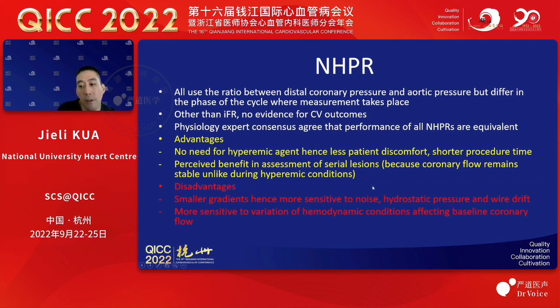Because coronary flow remains unstable, unlike during hyperemic conditions, it's believed that there's less crosstalk between serial lesions when you do NHPR measurements. What are some disadvantages? Smaller gradients, hence more sensitive to noise and hydrostatic pressure. They're also more sensitive to variation of hemodynamic conditions. So for example, if you have any conditions that you think may cause hyperemia, like sepsis or even STEMI conditions, they may theoretically affect your baseline coronary flow.